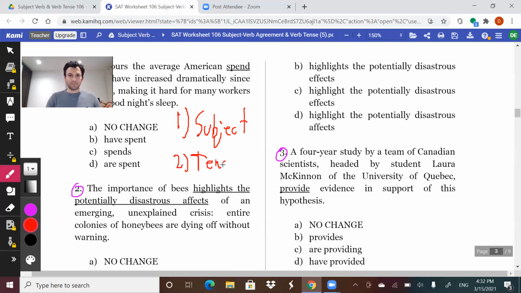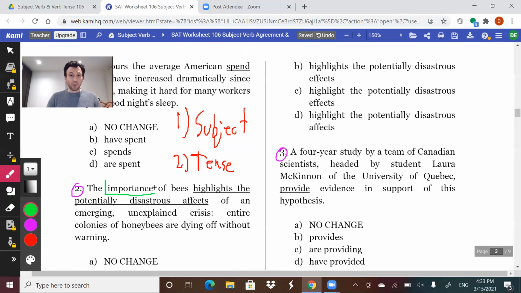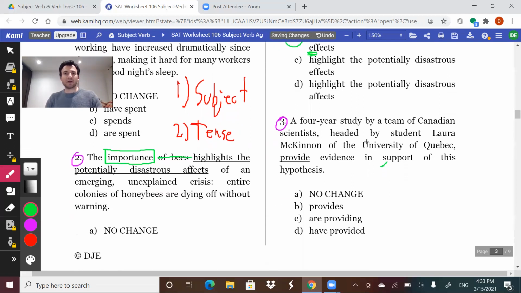So let's do this problem. The importance of bees highlights the potentially disastrous effects of an emergent unexplained crisis. I'm not even going to read the rest because the subject is really up here and the verb is here. So your subject is, and I'll do this in a cool color. Let's go with green. Your subject is the importance. Of bees is a prepositional phrase. So the importance highlights. And then as from worksheet 102, we know we want effects, the noun, not affects the verb. So the importance highlights.